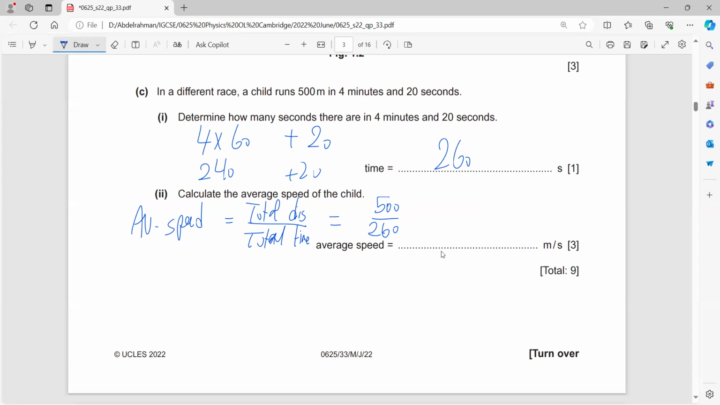How much? 1.9 or 1.92 meters per second. The 500 is here, this is the 500 meters total distance. How did we know the total distance? It is written: in a different race, a child runs 500 meters in 4 minutes and 20 seconds. Okay.